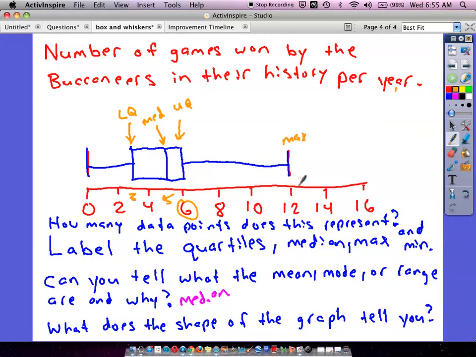The maximum is here, which means that the most wins the Buccaneers have ever had is 12 in a season. And then back in their inaugural year, they had 0 wins. So the fewest wins that they've had is 0.